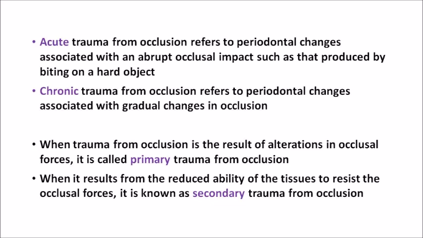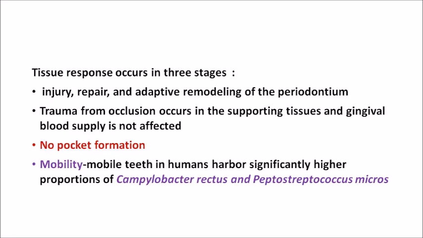And secondary trauma from occlusion is when there is reduced ability of the periodontium, or the periodontium is not healthy, to resist the occlusal forces. In this case, the occlusal forces can be normal, or the occlusal forces can be altered also, but anyway, the primary defect is a reduced ability of the periodontium. In this case, it is known as secondary trauma from occlusion. Whichever be the type of trauma from occlusion, the tissue response occurs in 3 stages.